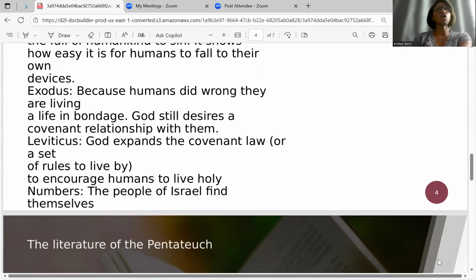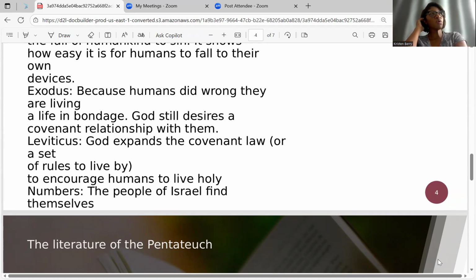Leviticus is one of those hard books. It deals with the law, so it's almost like a law book. And in the book of Leviticus, God really just explains, listen, these are the set of laws that you need to live by.